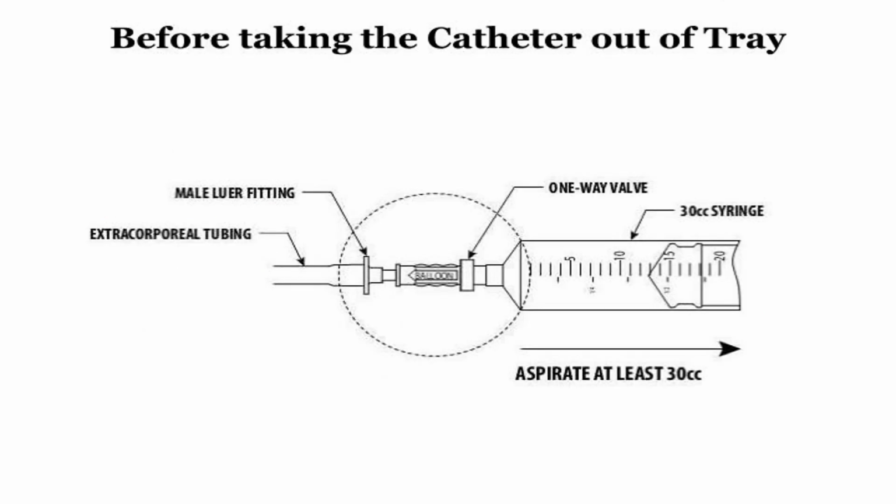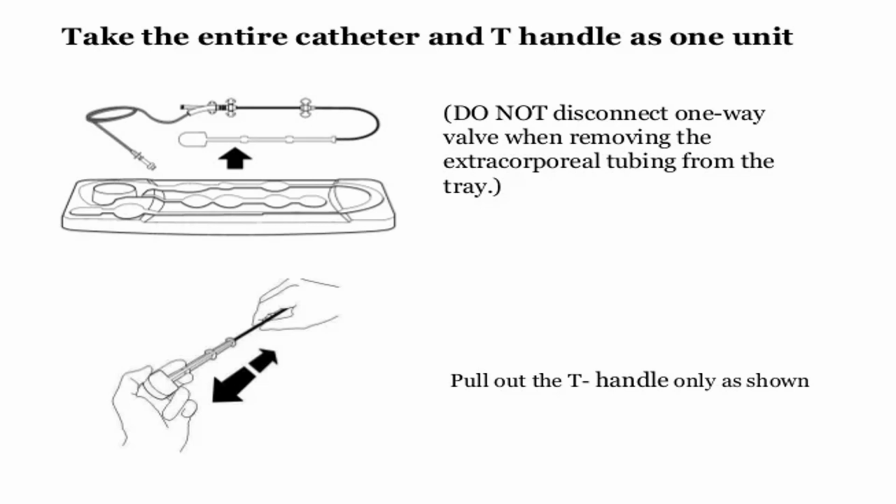Before taking the catheter out of the tray, we have to aspirate at least 30 cc. Then take the entire catheter and T-handle as one unit. Do not disconnect the one-way valve when removing the extracorporeal tubing from the tray. The next step is to pull out the T-handle only, as shown.